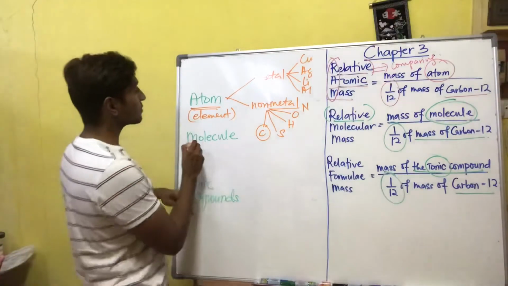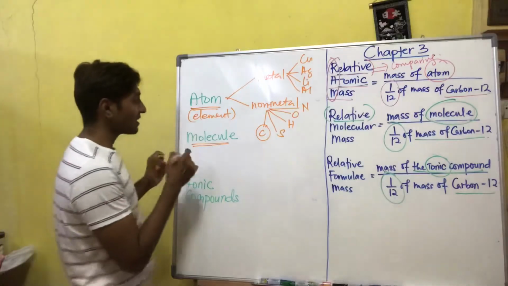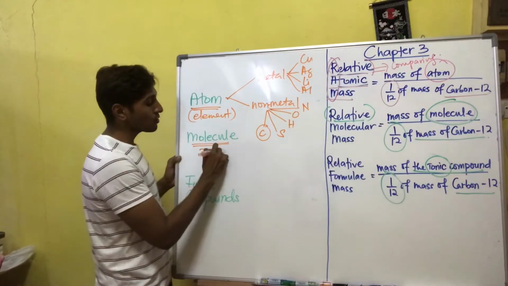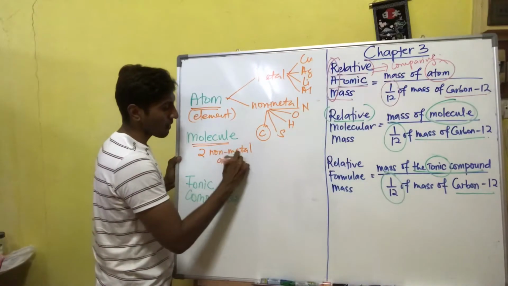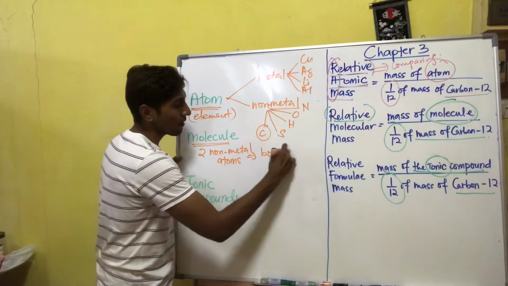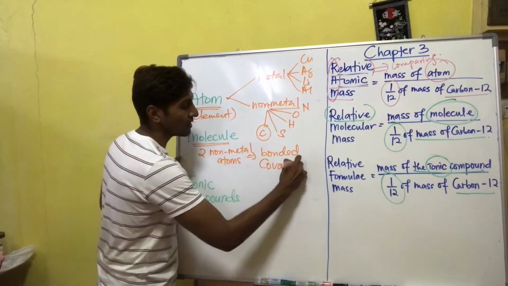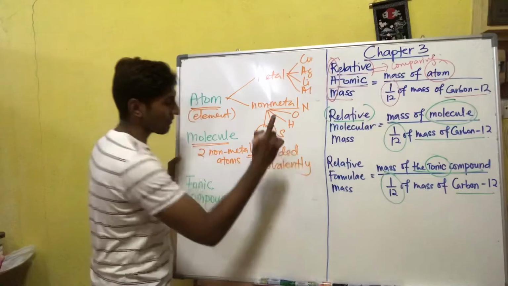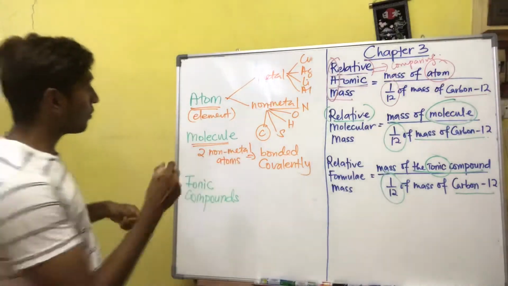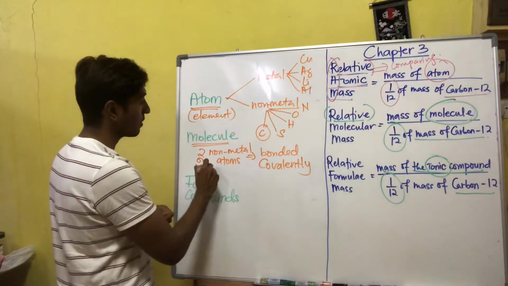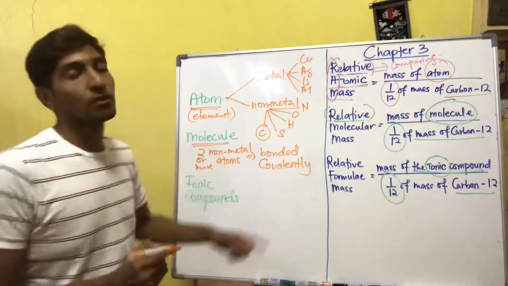So now if we're talking about molecules, they are basically substances that consist of two non-metal atoms being bonded with what? A bond that we call a covalent bond. Therefore, molecules are basically two or more non-metal atoms that are bonded covalently.